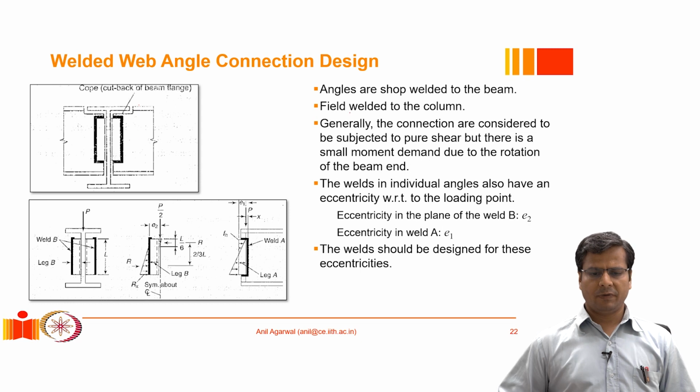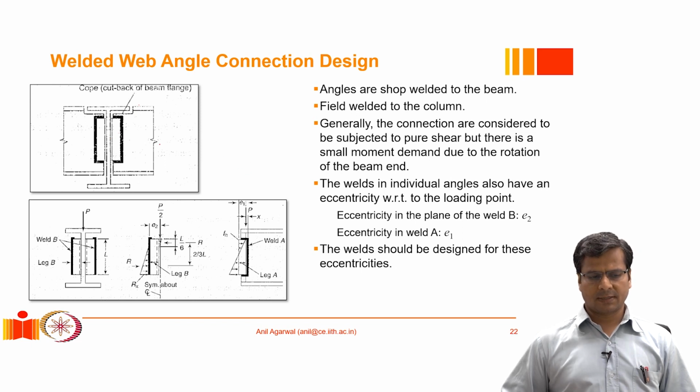So we typically would have, if it is a welded connection, we are more likely to have the field welding to be done to the column, at the column between the web and between the angle and the column, and shop welding will be done between the angle and the beam. Okay, so the angle will come to the site already welded to the beam, and then at the site it will be welded to the column.